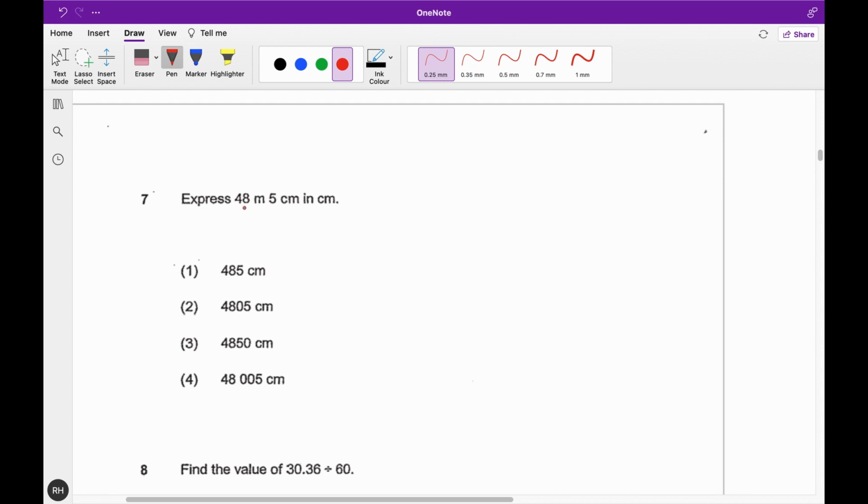Question 7, express 48 meter 5 centimeter in cm. Okay, let's do a quick recap. 1 meter is equal to 100 centimeter. So from meter to centimeter, we'll times 100. From centimeter to meter, we'll divide by 100.